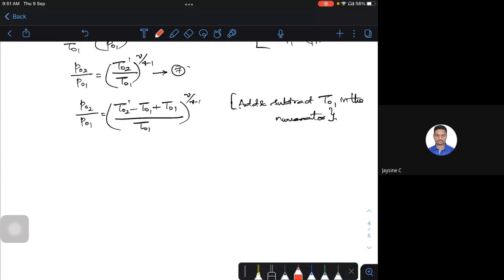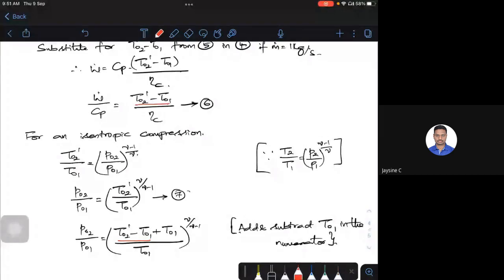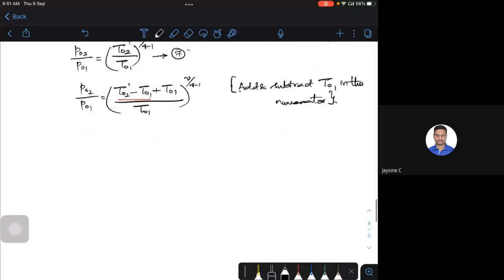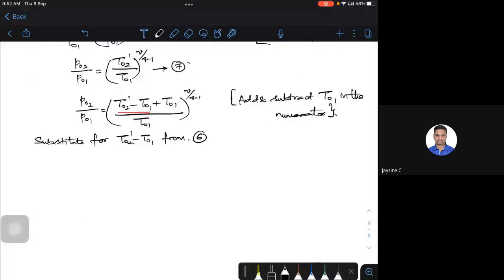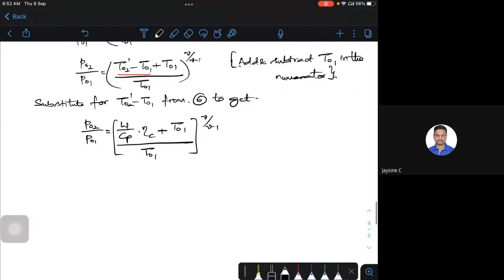If I do that, if I take only this expression and look at that particular expression, what will happen? I can write W by Cp into compressor efficiency. I can substitute for T02 dash minus T01 from equation 6 to get P02 by P01 is equal to W by Cp into compressor efficiency plus T01 divided by T01 whole to the power of gamma by gamma minus 1. Okay.